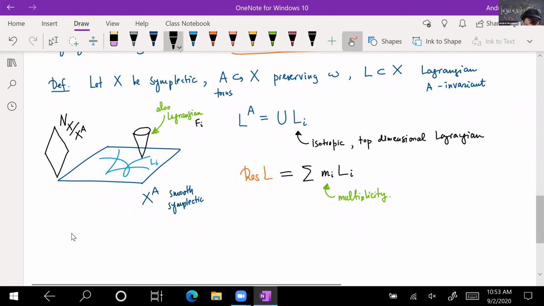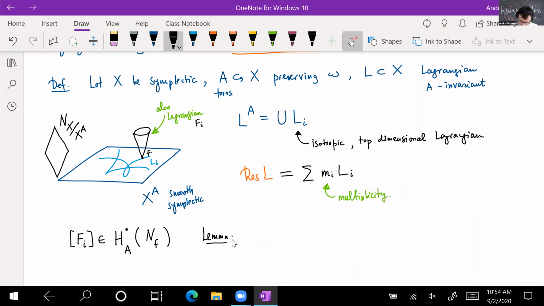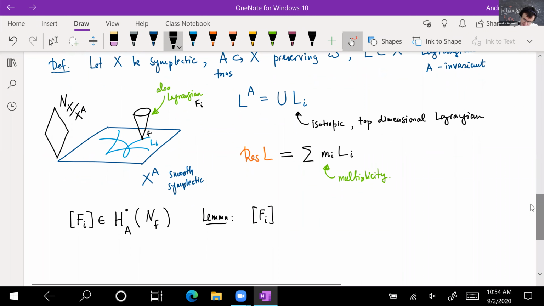So the lemma says that if we look at the class of the F_i, so this is a class in the A-equivariant cohomology of just the vector space, the fiber of the normal bundle at some point F. And so the lemma is that this class is always an integer multiple. So this is a vector space, and so this equivariant cohomology is just a polynomial ring. So these are polynomials.